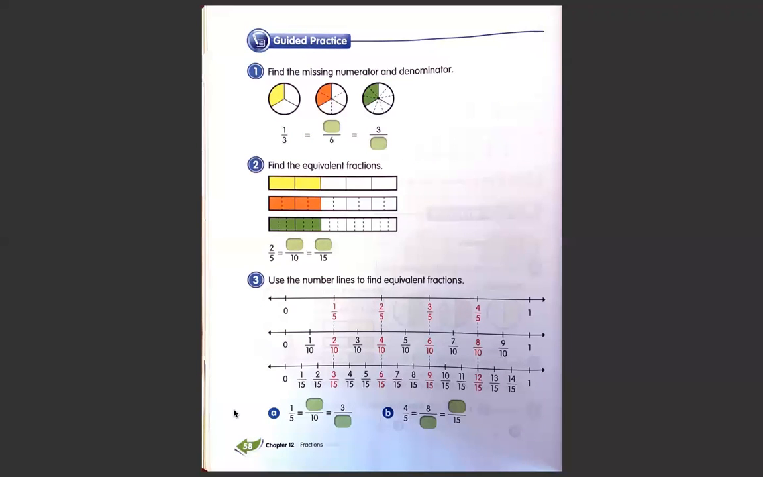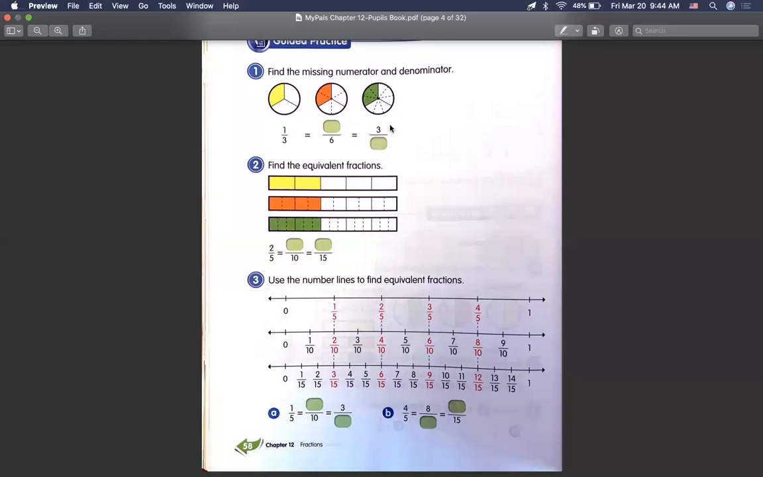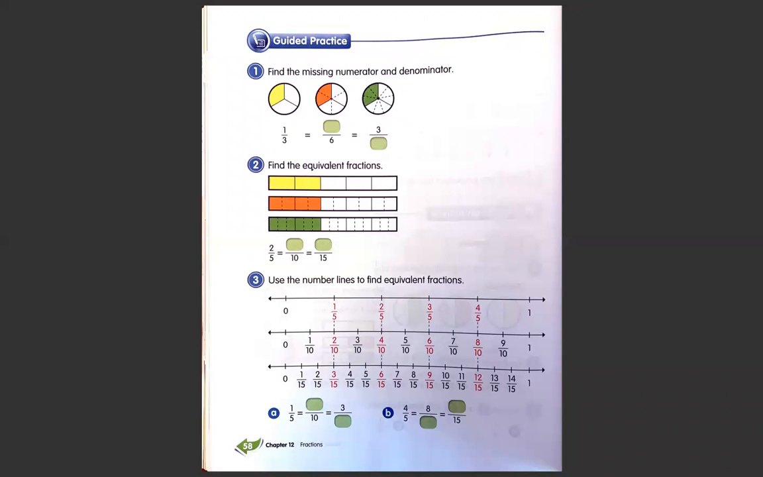Don't be shy to ask questions. So look, we've got pies, bars, and number lines.